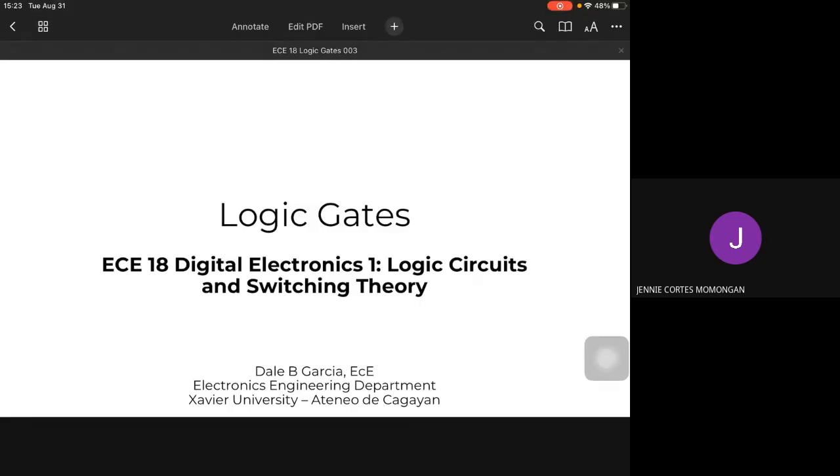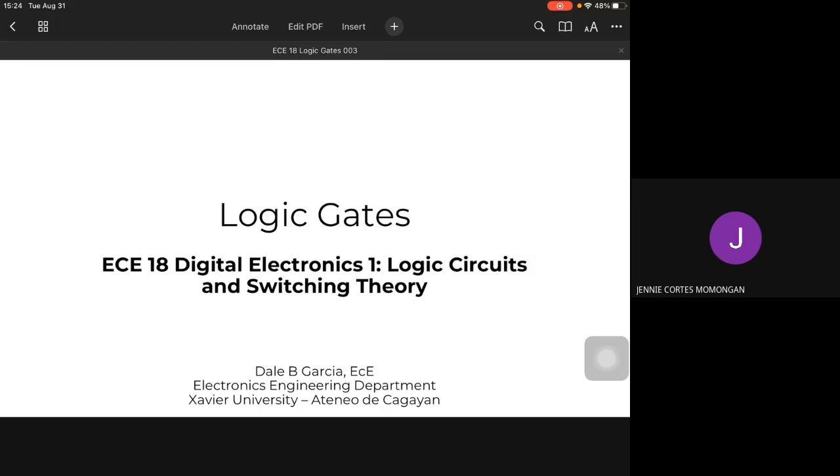All right, we'll continue our discussion on logic circuits for this afternoon on the topic logic gates. So, last meeting we covered number systems and the different number systems that we'll be using in digital electronics, mainly the binary, decimal, and hexadecimal systems. If you haven't finished and submitted the assignment yet, try to do so. So, now we're on logic gates.